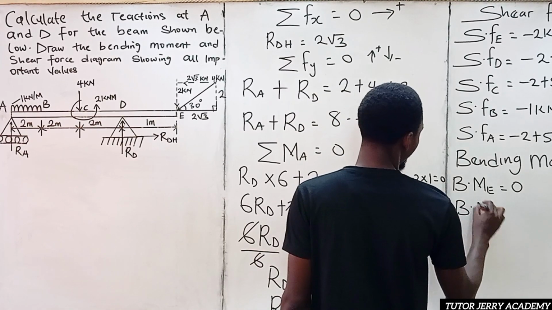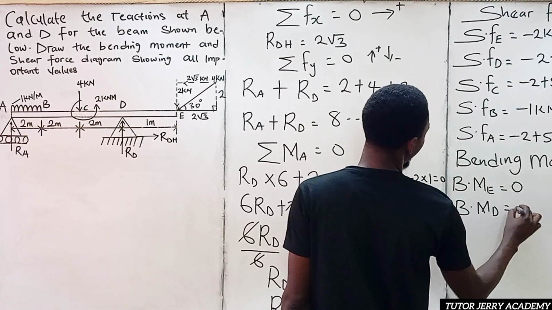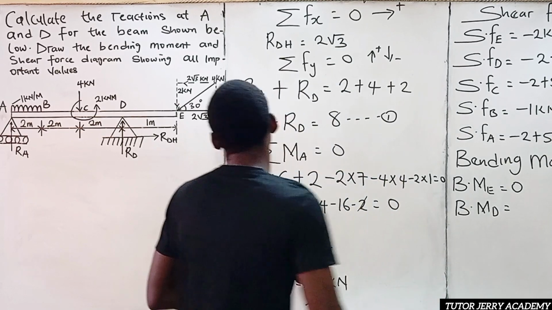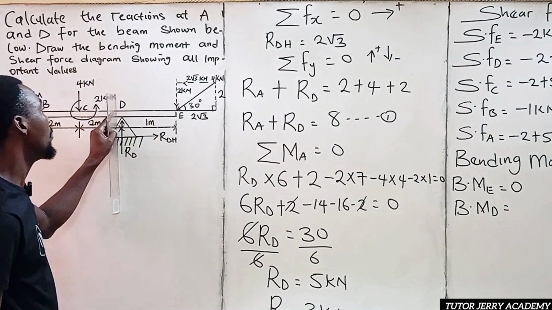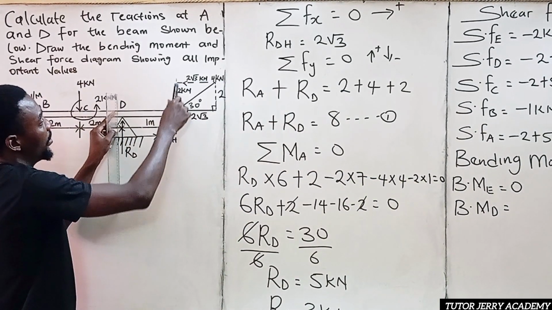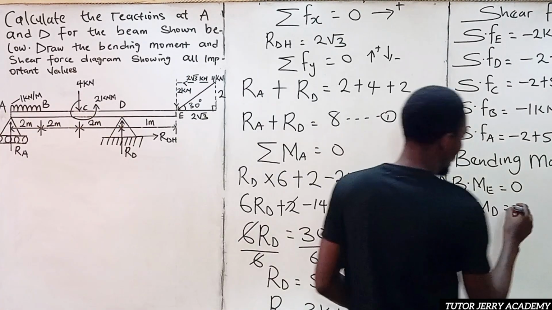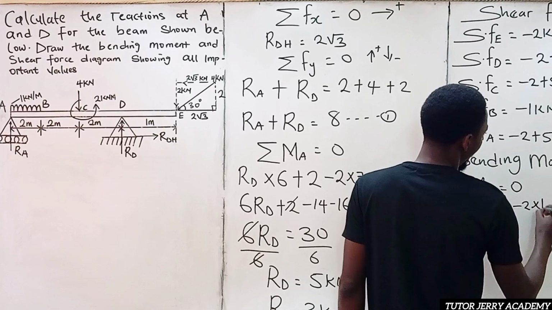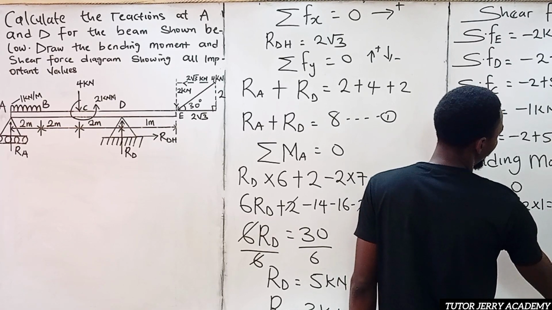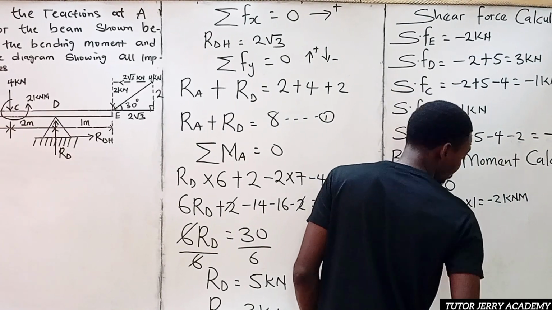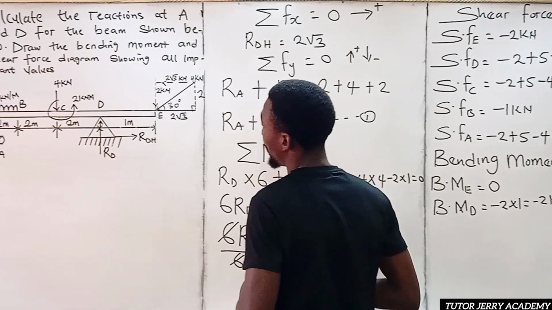Alright, so let's go for the bending moment at point D. Bending moment at point D. So if we stand at point D and you take your moment, so we are going to have -2 multiplied by 1. So -2 multiplied by 1, which is -2 kilonewton meter.